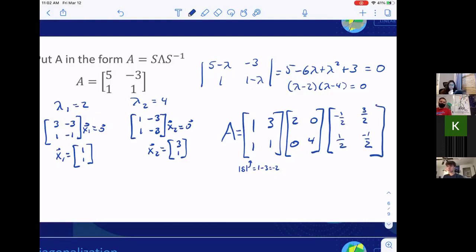And so with a 2 by 2, we can do it fairly easily. With a 3 by 3 or 4 by 4 or 5 by 5, that's probably going to be one of your harder steps, inverting that matrix. But again, we'll mostly do 2 by 2s or maybe really simple 3s or something like that. And so I multiply these 3 together, I should get 5, -3, 1, 1. I should get A back.